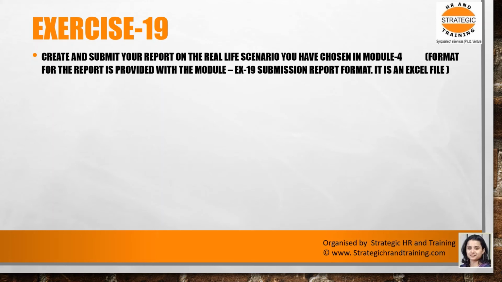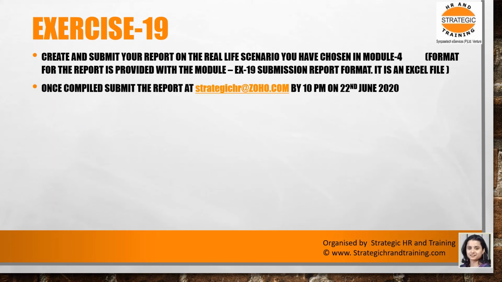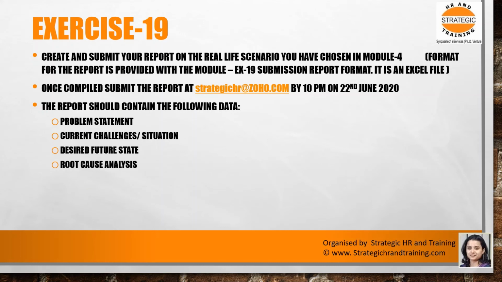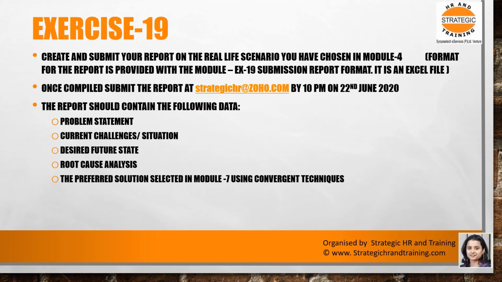So here are the instructions. Once compiled, submit the report at strategichr in zoho.com by 10 p.m. on 22nd June 2020. The report should contain the following data: a clearly defined problem statement, current challenges of the situation, desired future state, what is the goal that you want to achieve by solving this problem, root cause analysis, fishbone or 5 why, the preferred solution selected in module 7 using convergent techniques, and an implementation plan. Like I shared in the previous slide, it can be tentative, although I'll recommend you to conduct a proper analysis and create a real implementation plan.